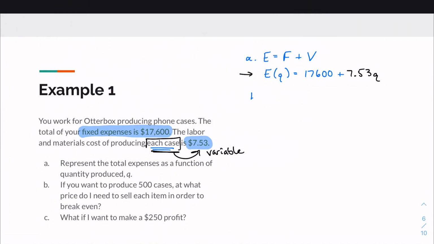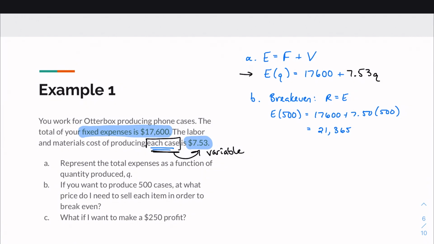Well, if I want to produce 500 cases, at what price do I need to sell them in order to break even? There are two steps going on here, right? If I want to break even, then my revenue and expense need to be equal. So let's find my expense when I produce 500 cases. I'm just going to substitute in 500. And fortunately, I've done this ahead of time, and I know that it's going to cost me $21,365 to produce 500 cases.